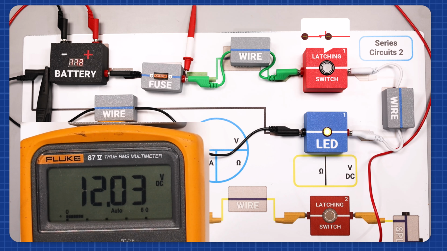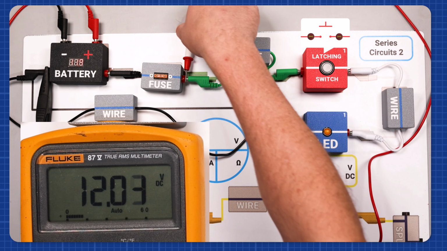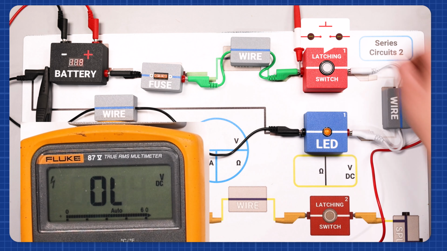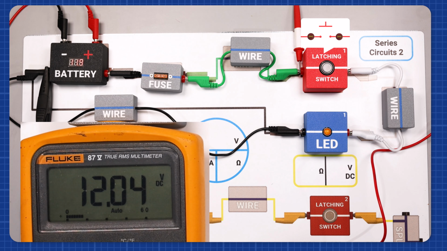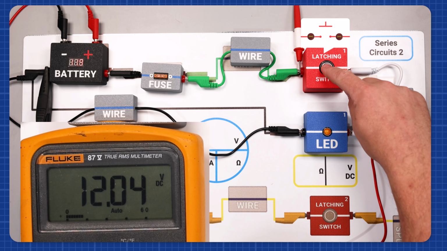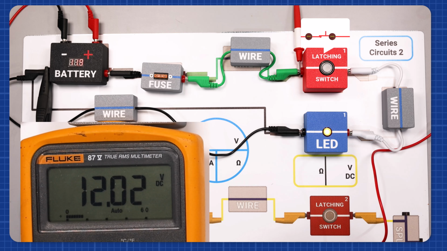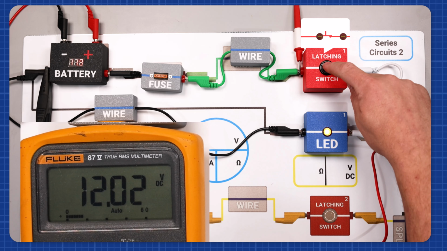Step 3. Measuring voltage at the green wire leading to the latching switch. We now measure the voltage at the green wire leading into the latching switch. With the switch open, the voltage here is still approximately 12 volts, as this part of the circuit is connected to the battery's positive terminal. When the switch is closed, the voltage at the green wire remains steady at 12 volts, confirming that the potential difference continues without interruption.